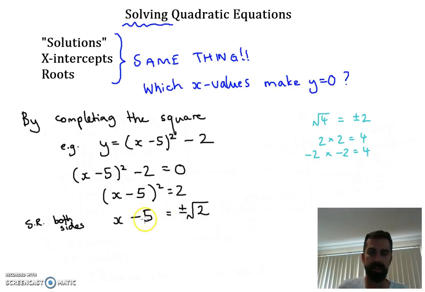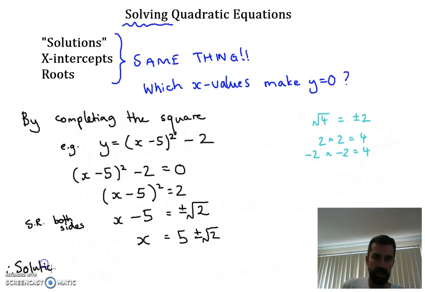The last step is to get rid of the negative 5 so that I've got x by itself. So I'm going to add 5 to the other side and keep my plus minus there. So x equals 5 plus or minus root 2. So my solutions are x equals 5 plus root 2 and x equals 5 take root 2.